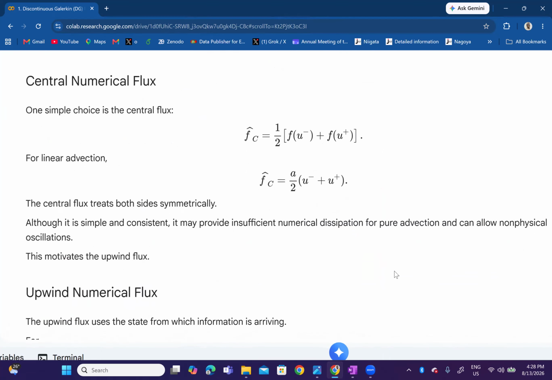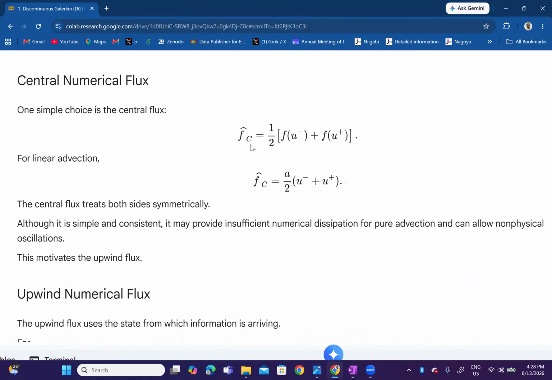So let's talk about the central numerical flux. One simple choice is the central numerical flux. So f hat sub c, that's the central, is equal to half of f of u minus plus f of u plus. Then for linear advection, f hat sub c is equal to a over 2. We already know that f is au, right? So because of the half, we have half times a times u, which is a over 2, and our u now is u minus plus u plus, because we're dealing with the central flux. So that's a times half into u minus plus u plus.